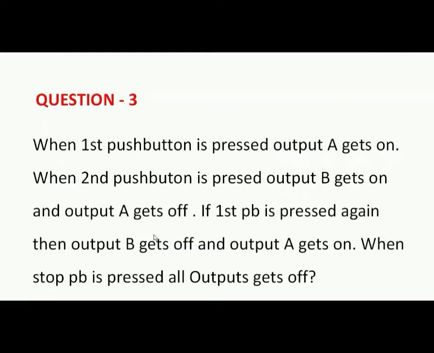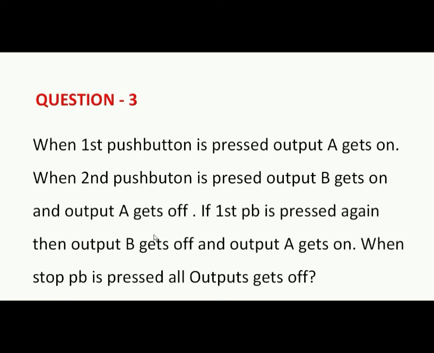Okay, the next question is question number 3. When the first push button is pressed, output A gets on. Simple, like the previous question. When the second push button is pressed, output B gets on and output A gets off. Now here is some interlocking. When you press the second push button, output A should get off and output B should get on. Now the third line is, if the first push button is pressed again, then output B gets off and output A again gets on.